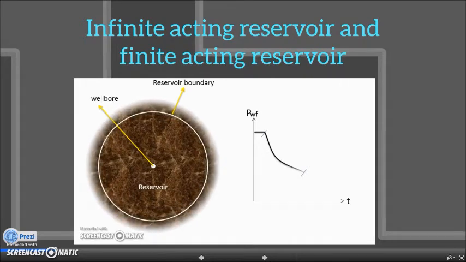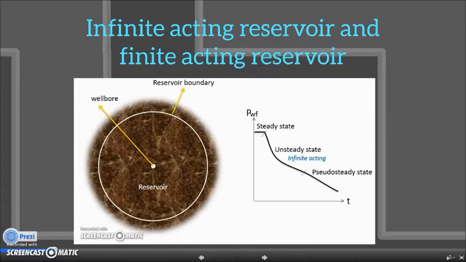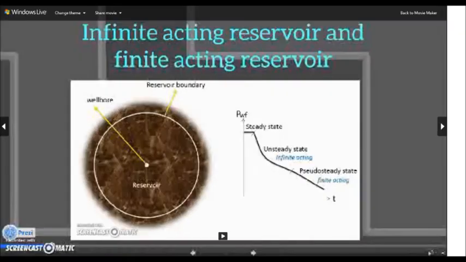As the pressure disturbance reaches all drainage boundaries, it ends the transient or unsteady state flow regime, and a different flow regime starts, which is the pseudo-steady state flow. In this period, the reservoir is said to be finite acting. During this semi-steady state flow, the change in pressure with time becomes the same throughout the drainage area, as shown in the graph.